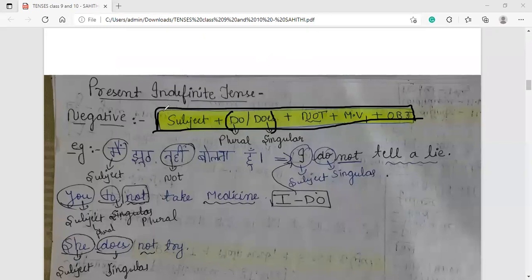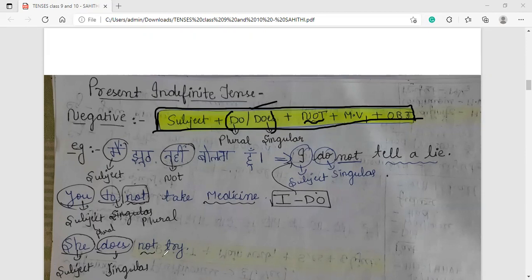तो negative tense form में subject plus do or does plus not plus main form of verb plus object, इधर not इसलिए ऐड हो रही है क्योंकि negative यानी कि नहीं है ना, negativity. Sorry, subject plus do or does plus not plus main form of verb plus object. Here helping verb is used because it's not a form of affirmative. Example, I do not tell a lie.